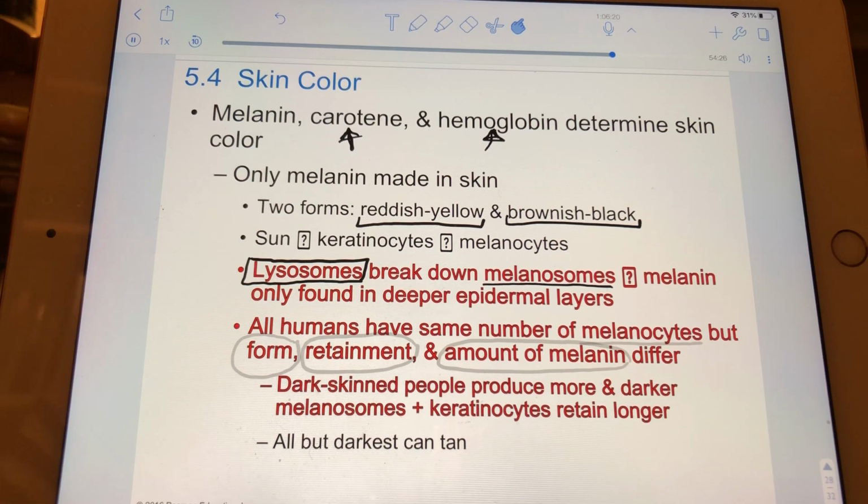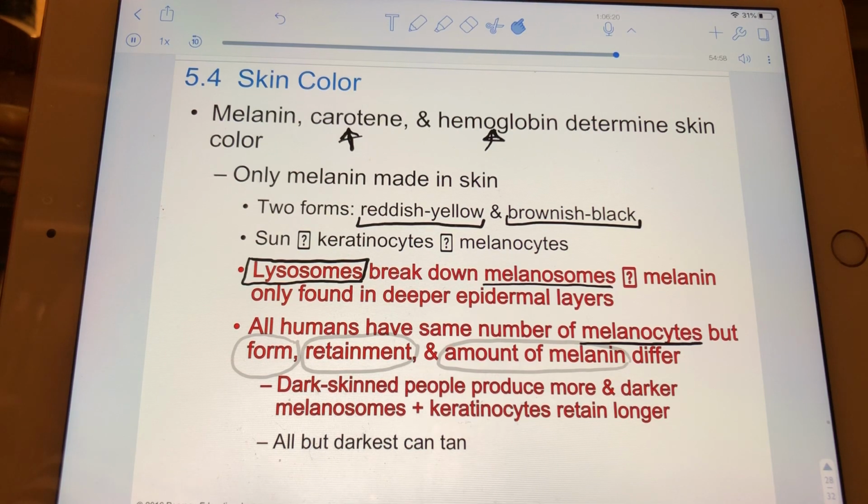However, some people have melanosomes that persist longer. They stay around for longer. And some people have melanosomes that get digested fairly quickly. Okay, so that's another determinant of skin color. All humans have the same number of melanocytes, okay? But we don't necessarily make the same amount of melanin.